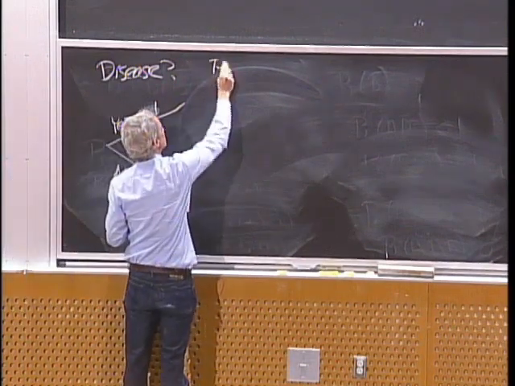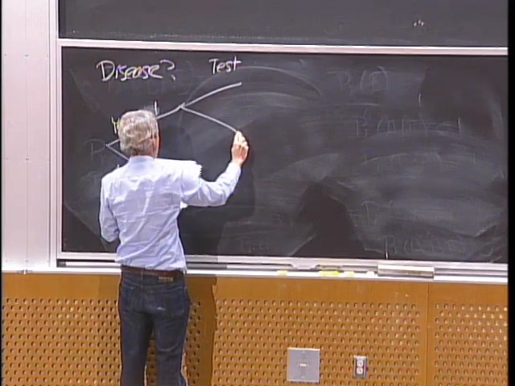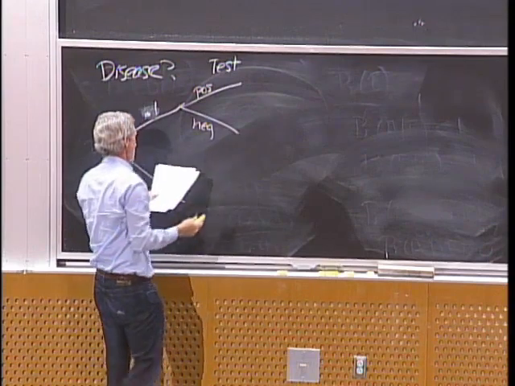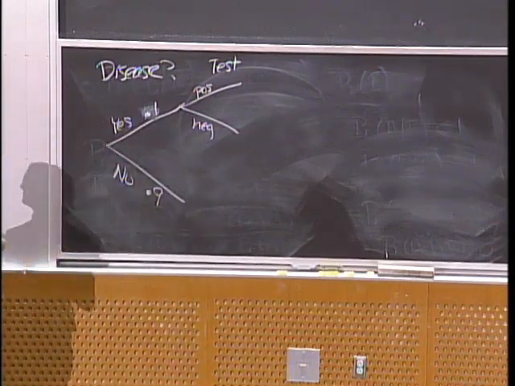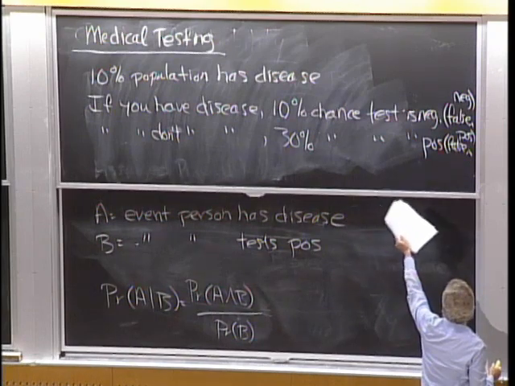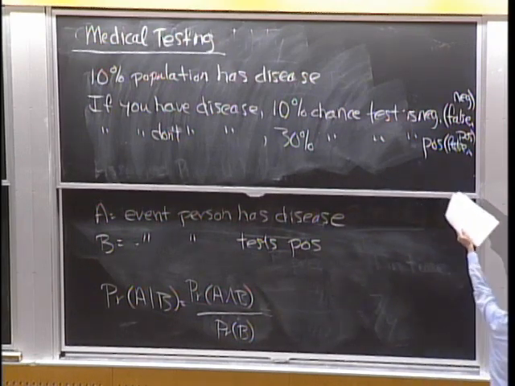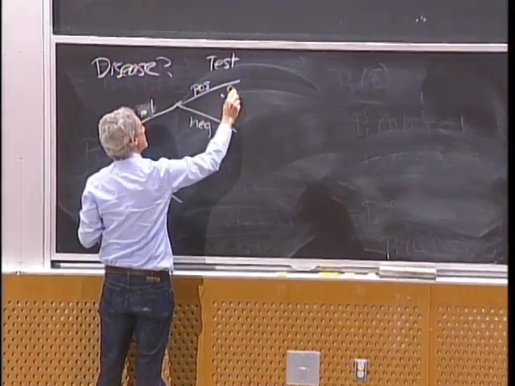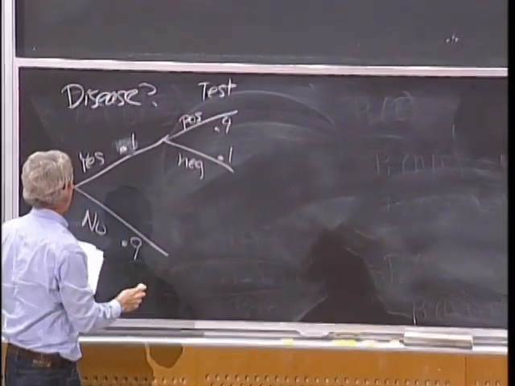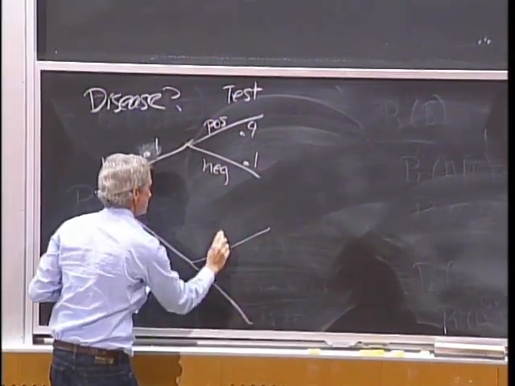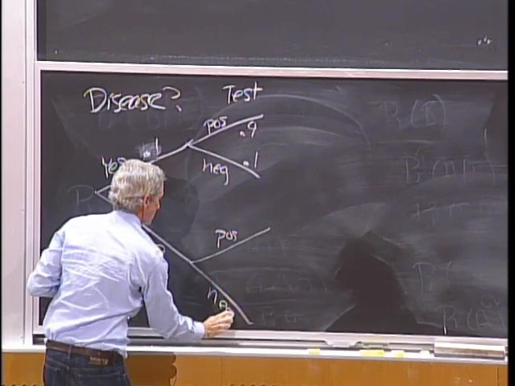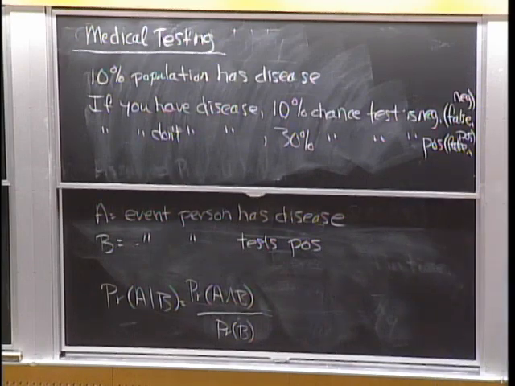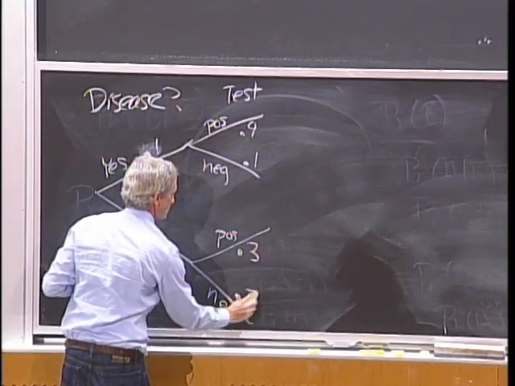And then there's the test. Well, you can be positive or negative. Now, if you have the disease, the chance you test negative is 10%, 0.1. Therefore, there's a 90% chance you test positive. Now, if you don't have the disease, you could test either way. If you don't have the disease, there's a 30% chance you test positive, 30 here, and 70% chance you're negative.